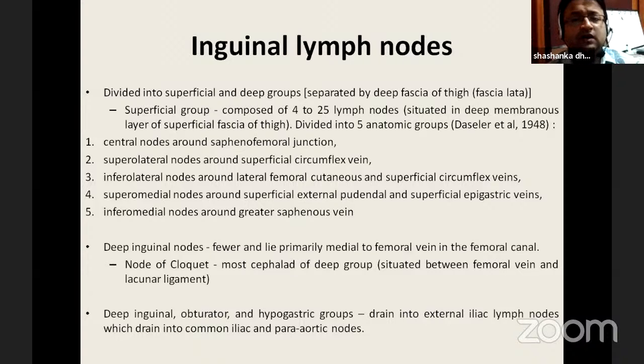The deep inguinal lymph nodes are much fewer in number. They may be 3 or 4 in number. They lie primarily medial to the femoral vein in the femoral canal.